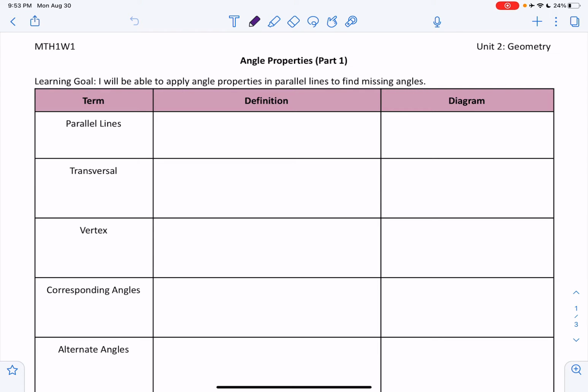The first are parallel lines. Now these are lines that never touch or cross. So parallel lines will continue on, and if they keep going on forever, they will never hit each other. Now, when we draw out parallel lines, we denote them with these little arrows. If I have matching arrows on two lines, it means that they are parallel to one another, and if I extend them on forever, they will never touch.